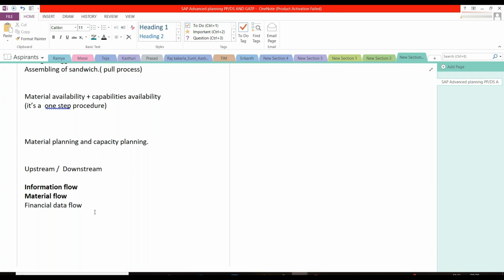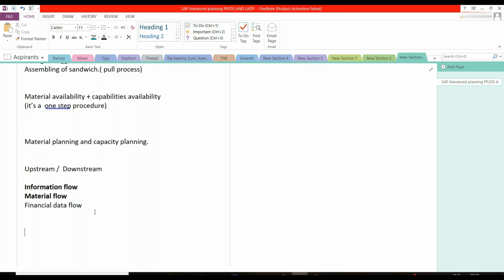Okay. Since you have brought up this topic of S4 HANA and PPDS, the current PPDS which we are talking about is in ECC, right? The supply chain component of APO. So to what extent is this PPDS available in S4 HANA, and how does that differ? Do you have any information?